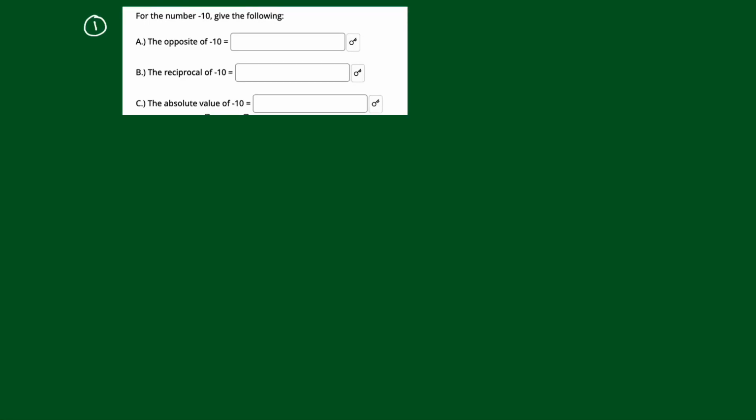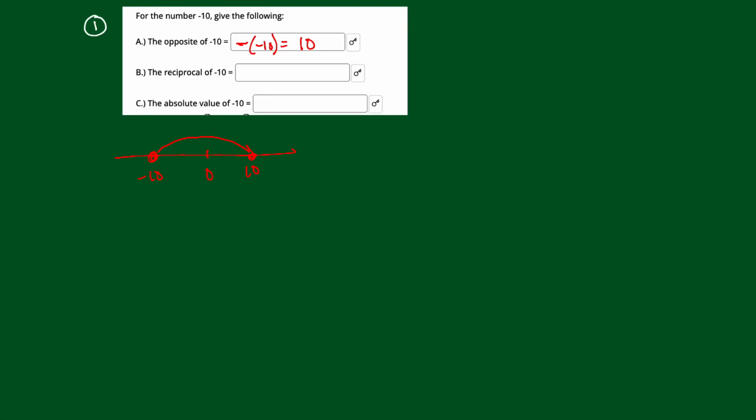Now in this first problem, we want to find the opposite, the reciprocal, and the absolute value of this number, negative 10. So let's do this. Now I'm going to say that the opposite of negative 10 is the opposite of negative 10, but I think what they want for an answer is 10, right? The opposite of negative 10 is 10. If I draw a number line, here's 0, negative 10 is here, and the opposite is going to be the number on the opposite side of the number line, which is over here at positive 10.